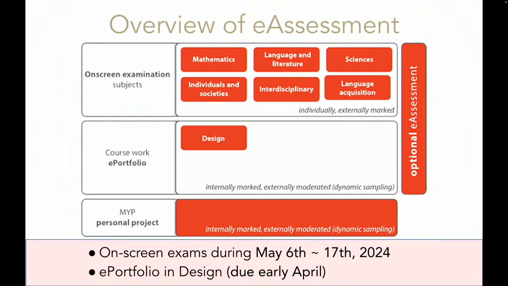The overview for TCIS looks like this. At the top, you have the 6 branches of disciplines on which you must take the on-screen examinations: math, language and literature, individuals and societies, an interdisciplinary unit exam, and a language acquisition exam. And for sciences, you can take bio, chem, and or physics. And then there is the e-portfolio in design that we have at our school, and everyone must do the MYP personal project regardless.